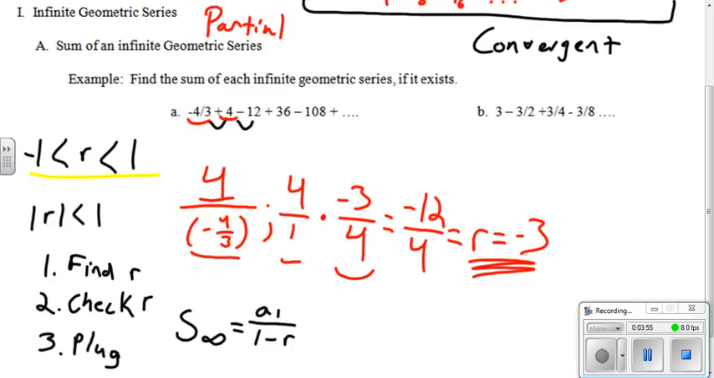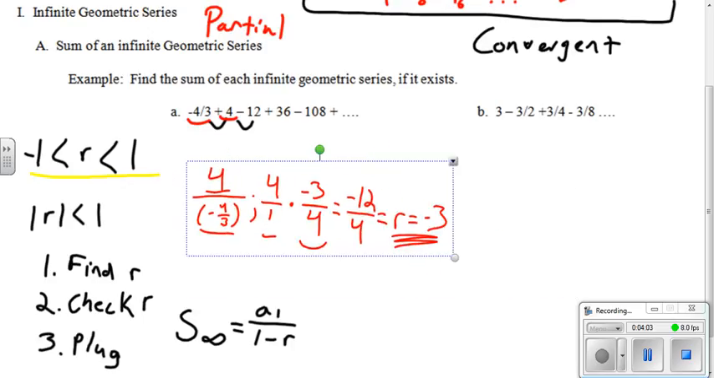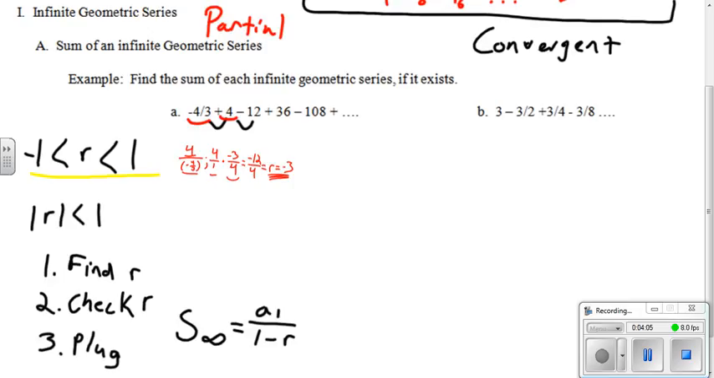Now if our R value is -3, then we know that that is too big of an R value. Our R value is too big, so we would say that the sum does not exist, or we can say there's no solution. This is not a convergent series, so it doesn't work. Well, that was pretty simple then, so let's go on to the next one. Let's see if we can find one that does work here.